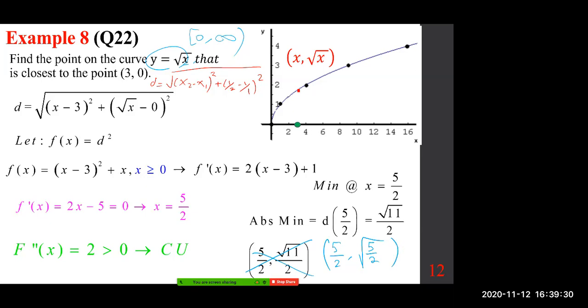So one more time, I want to make sure everybody understands the point as well as the distance. The distance you plug in here: 5 halves minus 3 squared, plus 5 halves squared, and it ends up being square root of 11 halves. But what is the pair? x comma square root of x. The x is 5 halves, and square root of x is the square root of 5 halves, not square root of 11 halves, okay, class? Square root of 5 halves.